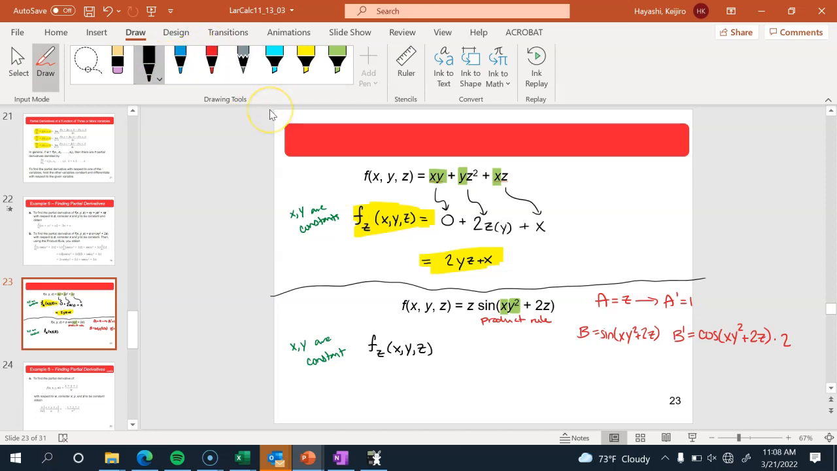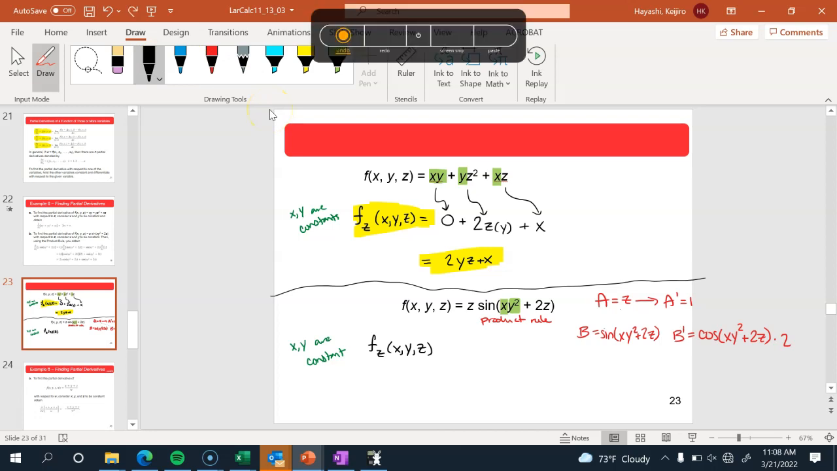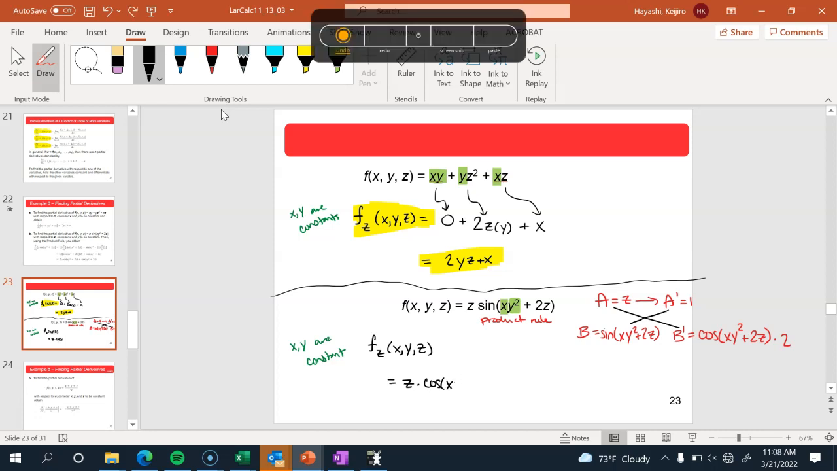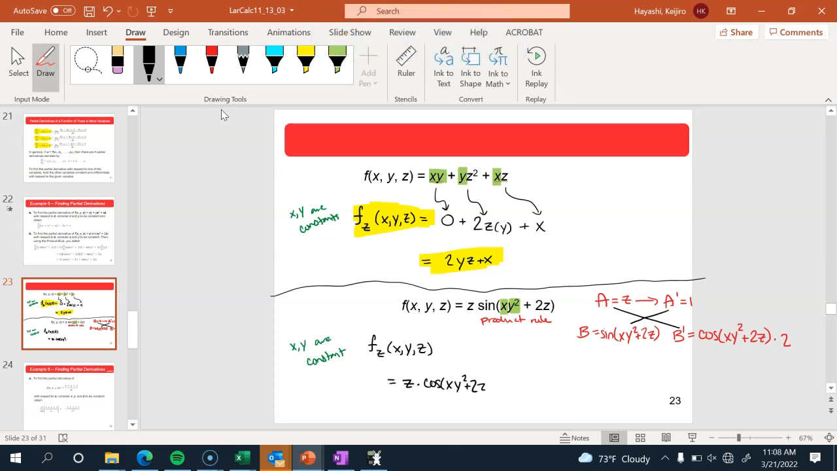Okay, now put this all together. A goes with b prime. A prime goes with b. And so the partial derivative with respect to z is z times cosine of all this stuff, xy squared plus 2z, times 2, plus 1 times sine of xy squared plus 2z.